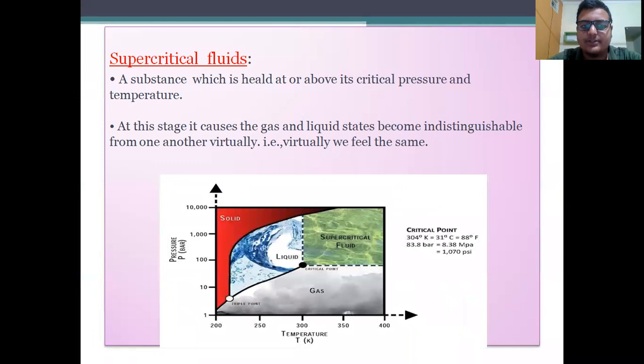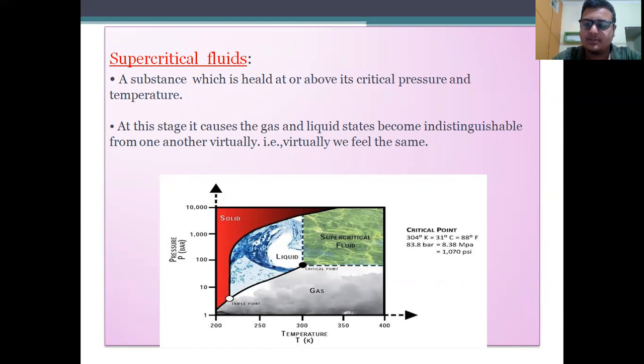So, supercritical fluids are substances which are held at or above the critical pressure and temperature, which means the supercritical fluids behave more like a gas and liquid together, combined. It has the properties of both gas and liquid. So at this stage, the gas and liquid states become indistinguishable from one another.